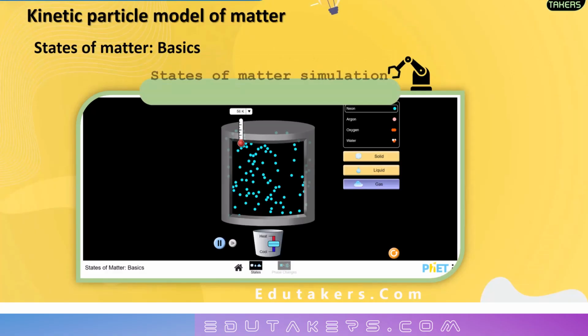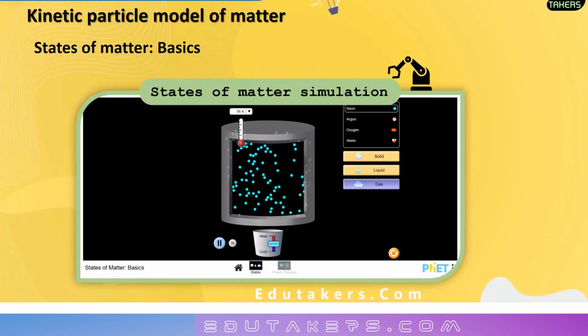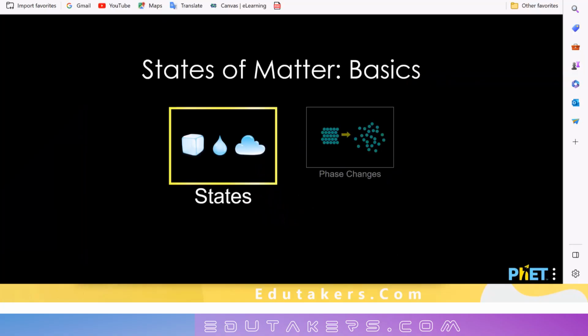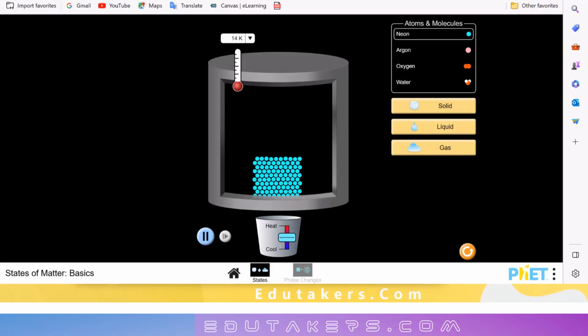Here you can see it's a simulation related to the states of matter. Let's open this. First of all, let's open the states. Here you can see these are the molecules. First of all, I consider the solid. You know that the molecules of the solid are very close to each other. There is a very small spacing between these molecules.